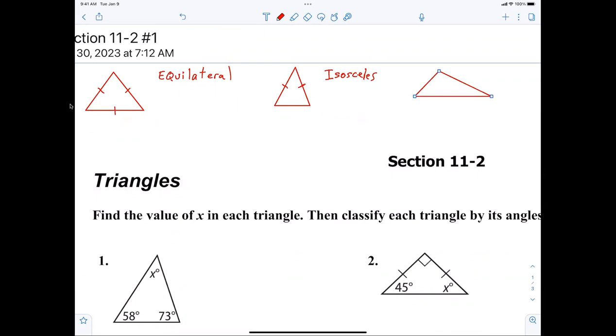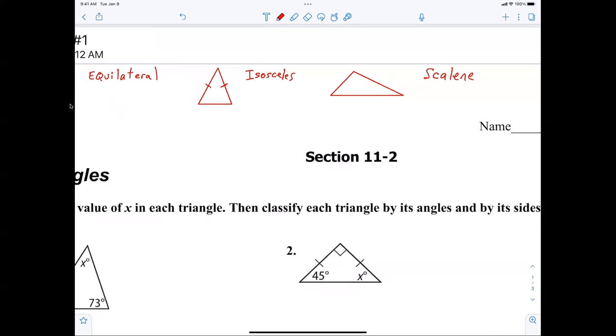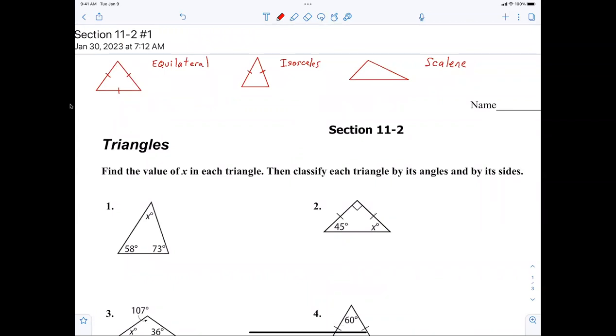And if no sides are equal, remember what that's called from last year? Obtuse has to do with the angle measure, though. It starts with an O. Scalene. So scalene means no sides are equal. Now, how do you determine if the sides are equal? They're the little tick marks that you put on there. So if you have a triangle with three tick marks and they're the same number of tick marks, that means all sides are equal. So you have equilateral, all three sides, isosceles, and scalene. That is how you classify it by its sides.